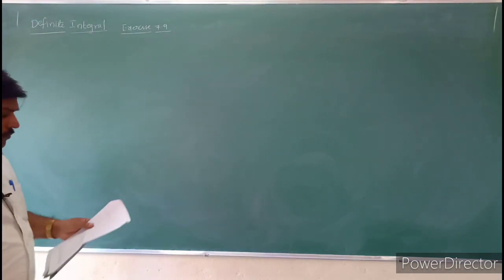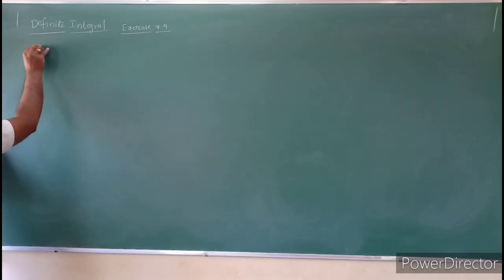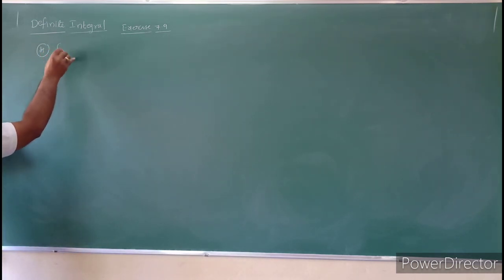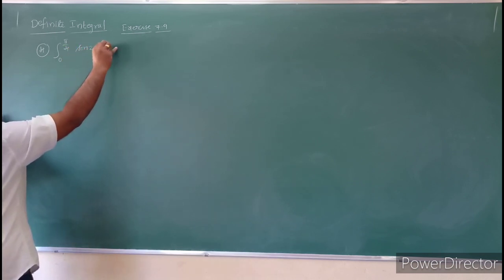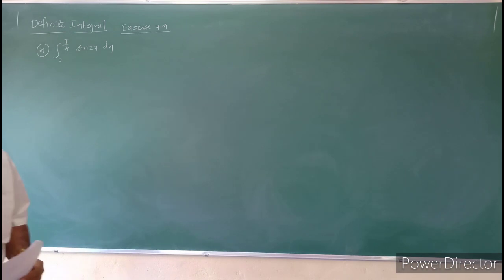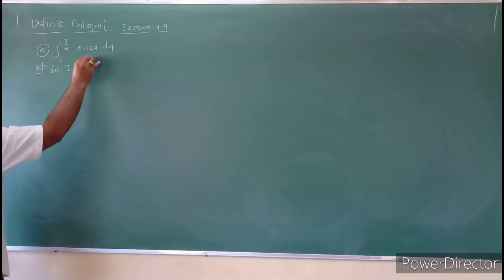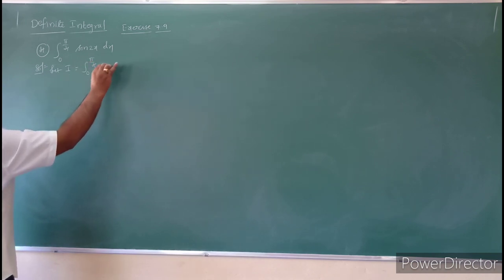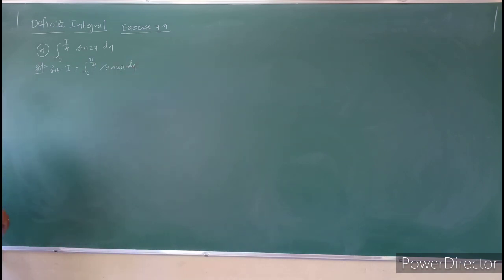See the next question, question number 4. What is question number 4? Integral 0 to pi by 4 sine 2x into dx. So see that question, students, how to solve this one. First, let I is equal to integral 0 to pi by 4 sine 2x into dx.